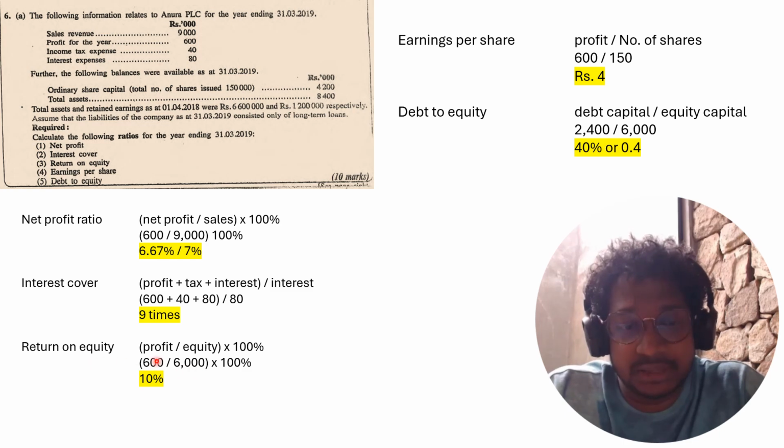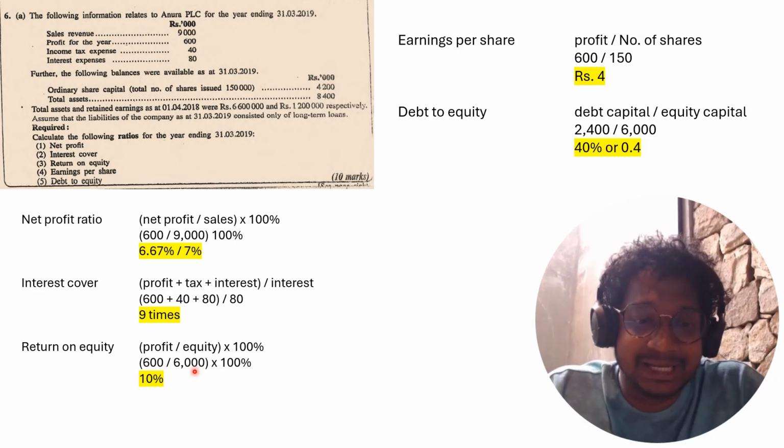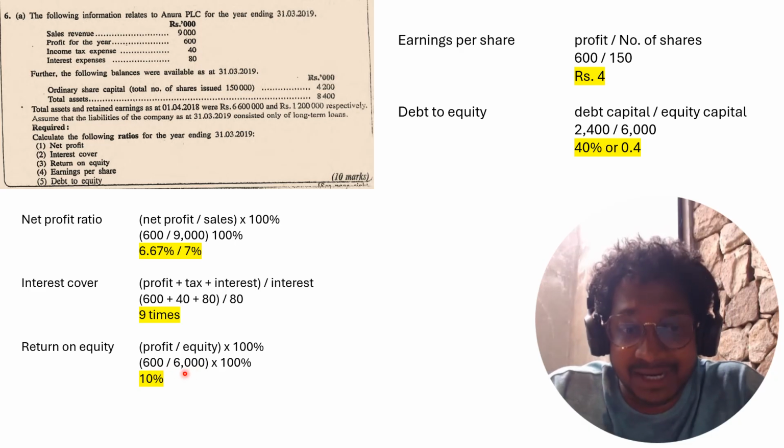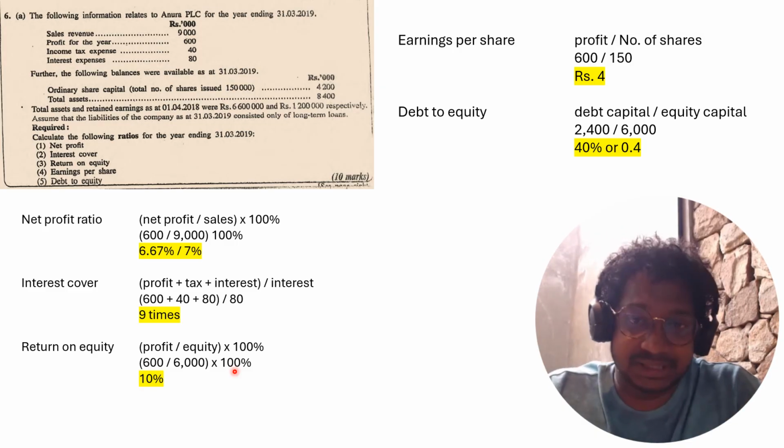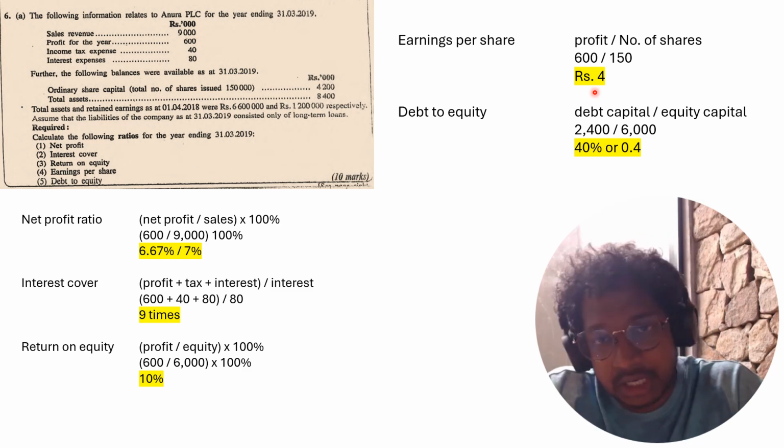So return on equity, profit divided by equity into 100%. Your profit is 600 and equity is 6,000. So 600 divided by 6,000 into 100%. Your return on equity is 10%. And then they ask to find out earnings per share. So how to find earnings per share? Here the profit is 600. You have to divide this profit by the number of shares. Here the number of shares is given as 150. So profit 600, 600 divided by 150. Earnings per share is 4 per share.